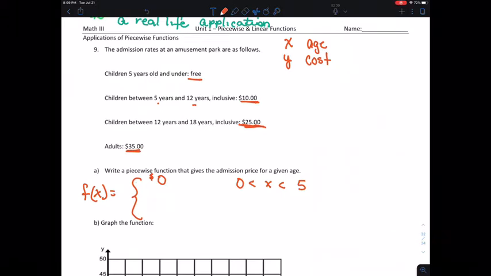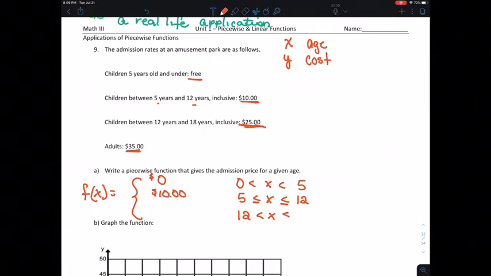When a child is between 5 and 12, so once they turn 5, we're going to do 5 less than or equal to x, and when they turn 12, well actually when they turn 13, they have to pay $10. So just simply $10. When they're between 12 and 18, then they have to pay $25.